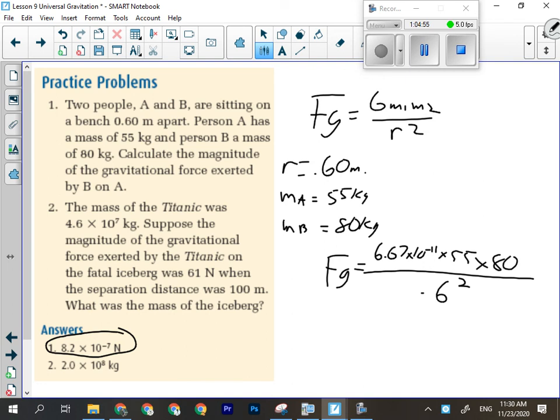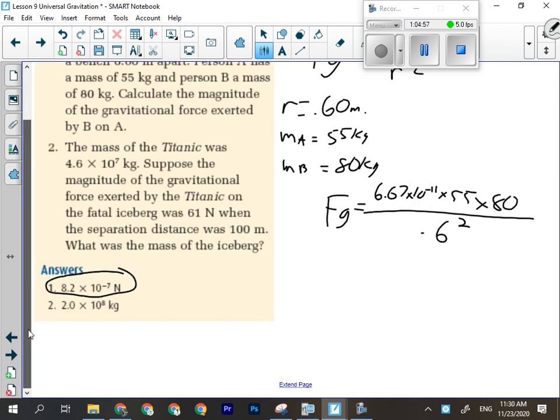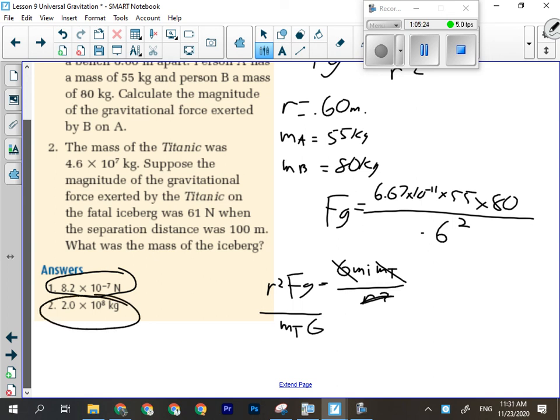All right, how are we doing on number 2? Do we need to go over number 2? Number 2 is just manipulation. So we got Fg equals big G times the mass of the iceberg times the mass of the Titanic, divided by r squared, and we are looking for the mass of the iceberg. So I multiply both sides by r squared, and I divide by the mass of the Titanic and big G. That will give me the mass of the iceberg. When I plug in all those numbers, I should get 2.0 times 10 to the 8 kilograms for that one.